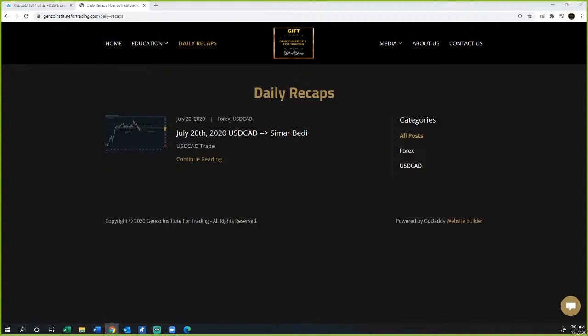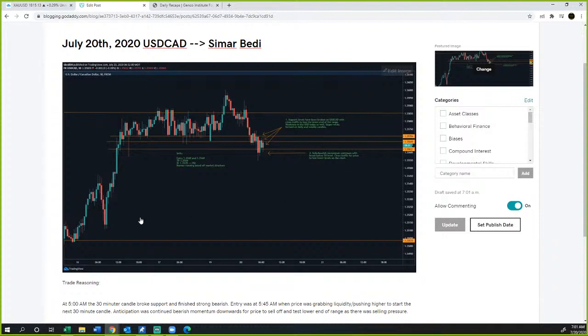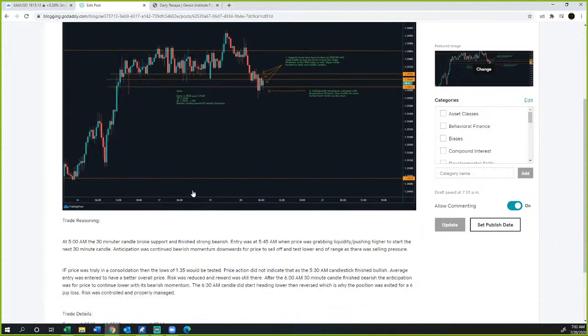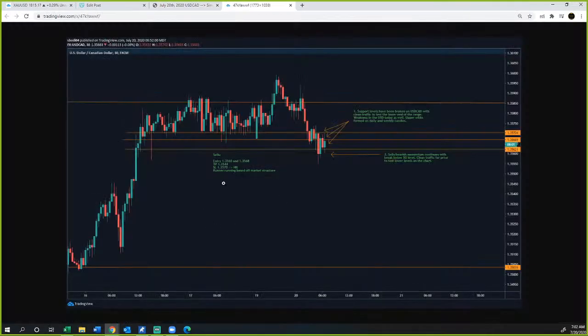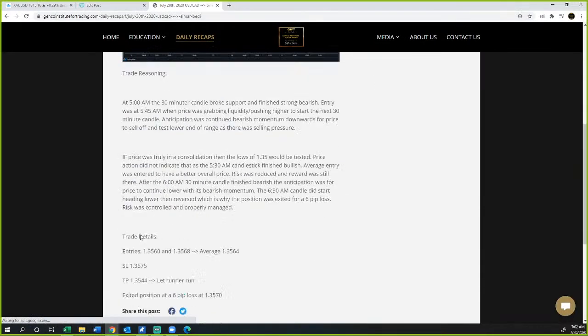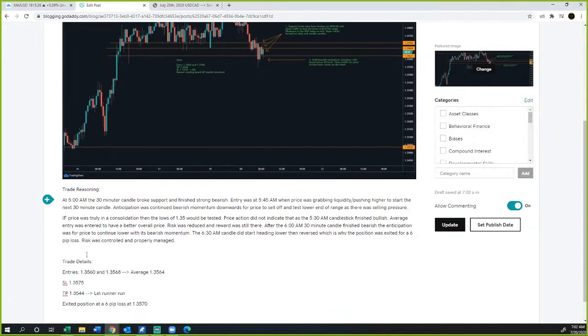Yo, how do you want the format to be for the blog? I have it like this, so edit post. I kind of have it like July 20th, 2020, USD CAD. Put my name, put all this. Why we did it. I think the trade reasoning is good. Yeah, I put trade reasoning and then I put trade details.